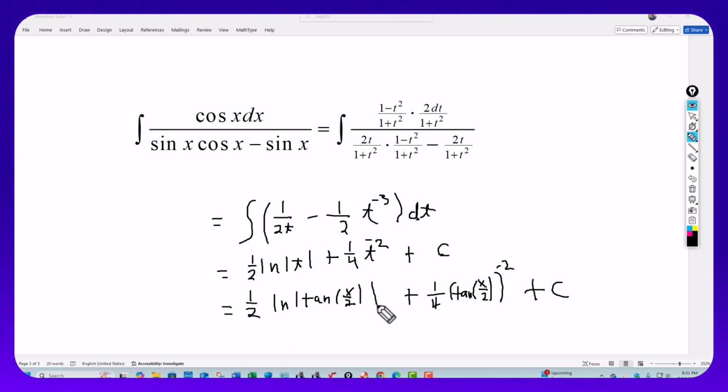Notice the answer is different because the other one was a different substitution. But they're both correct. It's going to take you some time to check it. Both answers should check. If you take the derivative, you should get the original function. But for this one, using the second substitution, t equals tangent of x over 2, we get 1/2 natural log of absolute tangent of x over 2 plus 1/4 the tangent of x over 2 to the negative 2 plus the constant of integration.